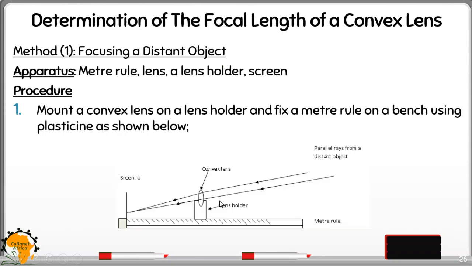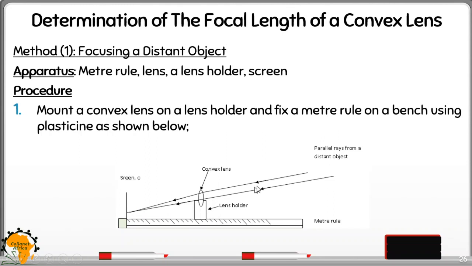We are going to arrange the apparatus as shown in the diagram. We have the screen, the lens and the lens holder, and the meter rule. So we are using the idea that the parallel rays from a distant object are always brought to focus on the principal focus, as we have seen previously in our lesson. Now, you're supposed to adjust this lens until you get a clear image on the screen.